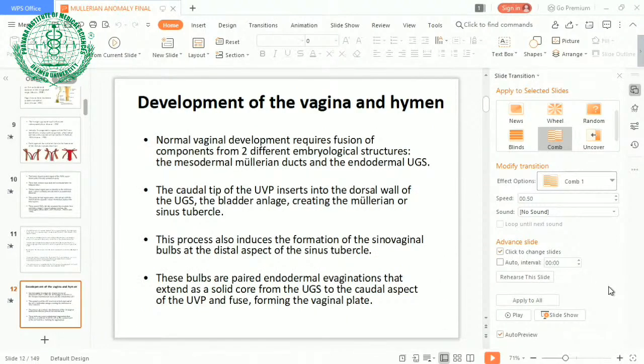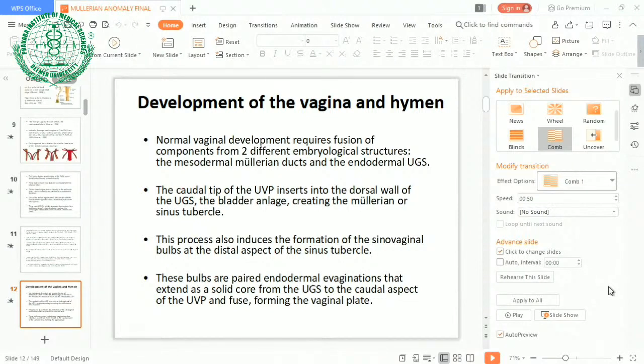Now, development of the vagina and hymen. The normal vaginal development requires fusion of the component from 2 different embryological structures: the mesodermal Mullerian duct and the endodermal UGS, that is urogenital sinus. The caudal tip of UVP inserts into dorsal wall of urogenital sinus, the bladder analog, creating the Mullerian or sinus tubercle. This process also induces the formation of sinovaginal bulb at the distal aspect of the sinus tubercle.